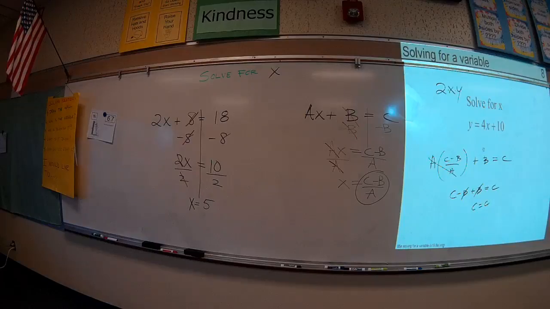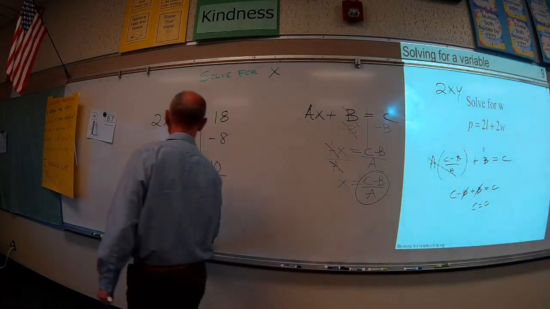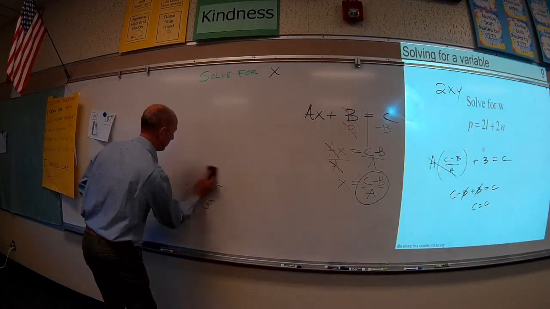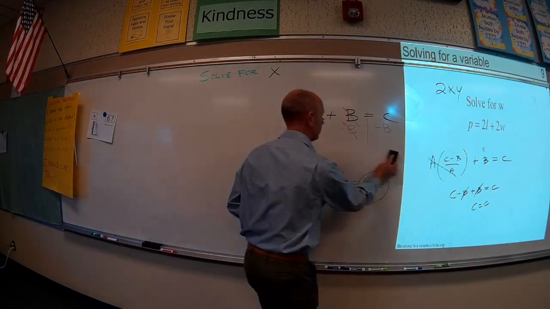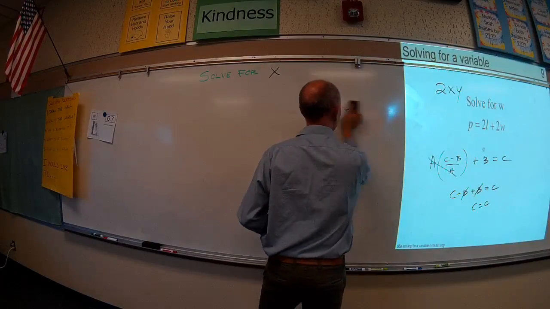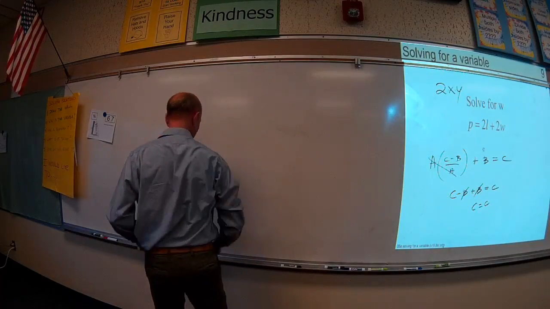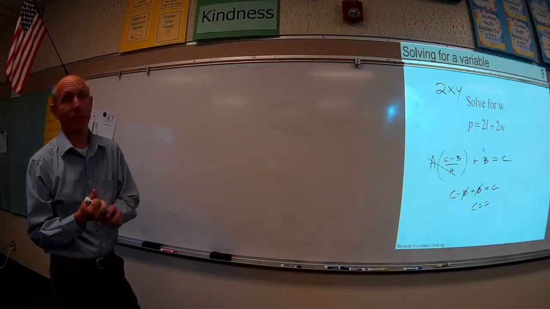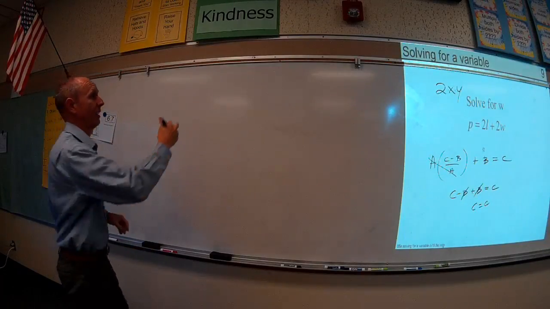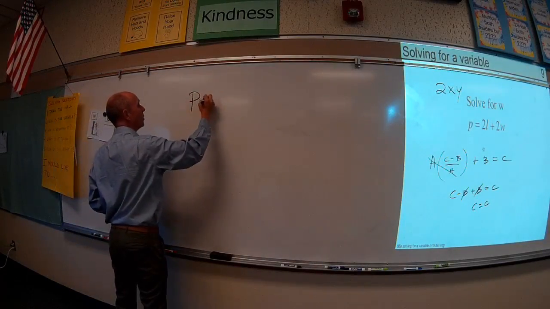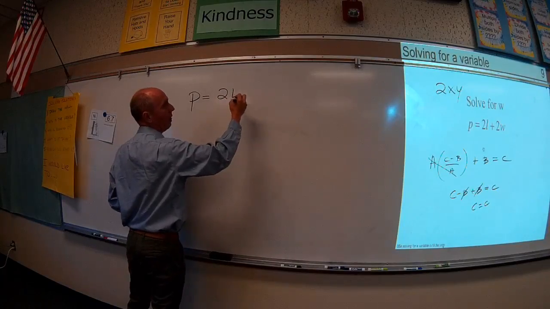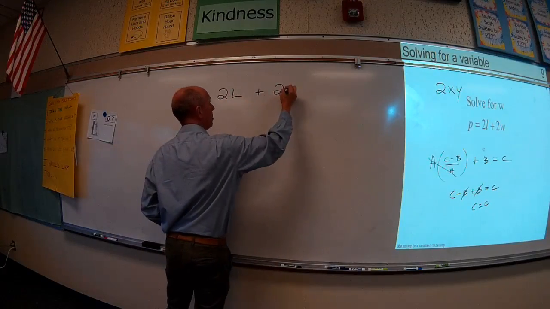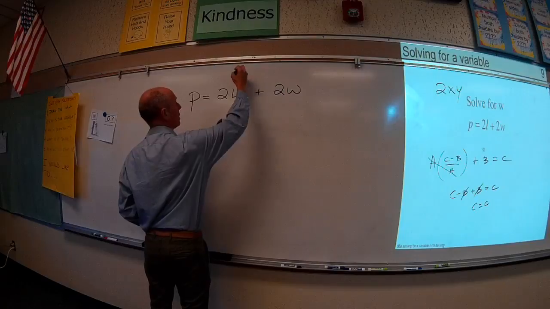All right, I've got one, this one. P equals 2L, that's an L, plus 2W, and we're going to solve it for W.